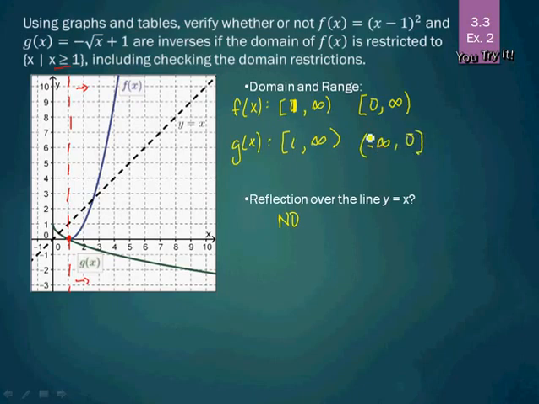With inverse functions, the domain of one should match the range of the other and vice versa. And we see here that they do not. So it's not going to be an inverse function here.